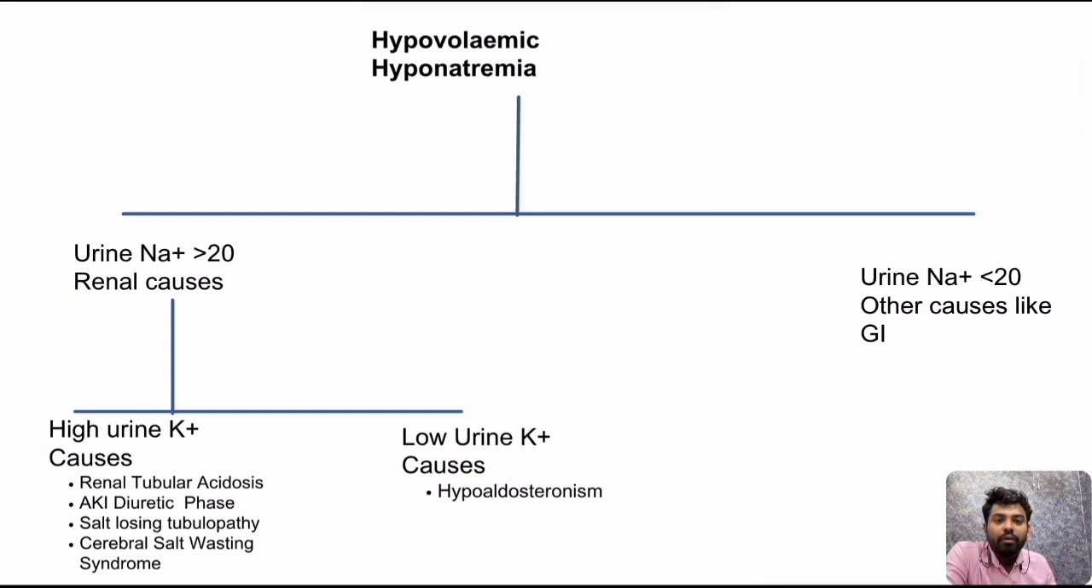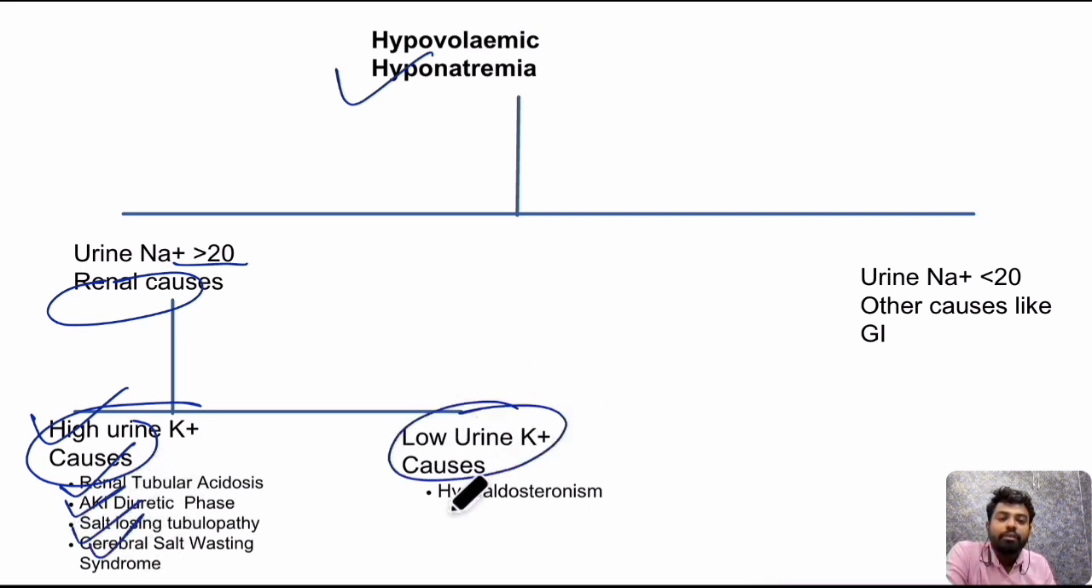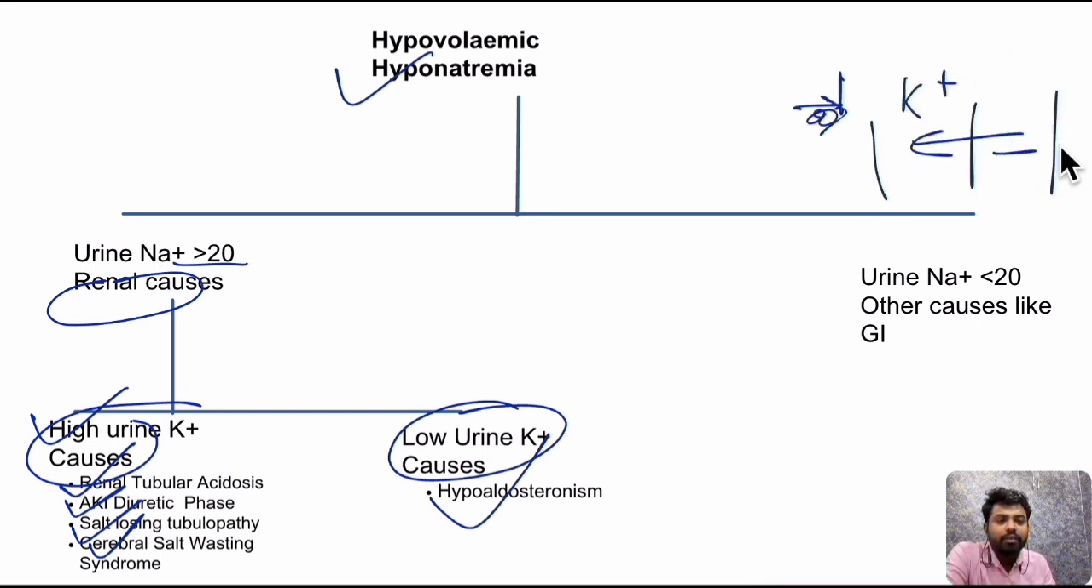Now we'll see hypovolemic hyponatremia. We discussed that with urine sodium more than 20, the causes are renal. In renal causes, high urine potassium is seen with renal tubular acidosis, AKI in diuretic phase, salt losing tubulopathy, and cerebral salt wasting. Low urine potassium is seen in hypoaldosteronism, because your aldosterone is not working, so your potassium gets conserved and comes inside the cell. Urinary sodium less than 20 indicates other causes like GI, that I explained in the chart.